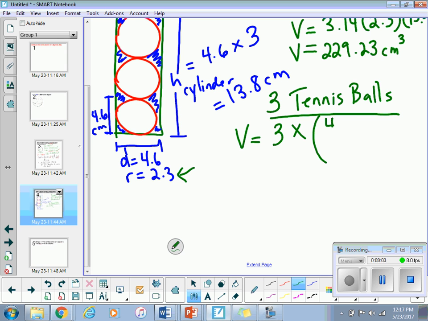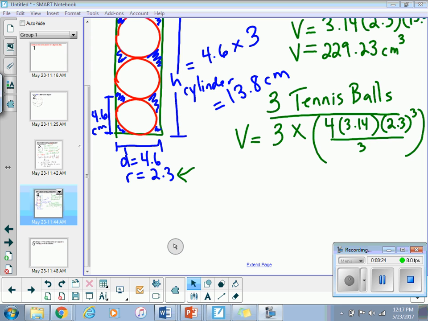So 4 times 3.14 pi times the radius, 2.3 cubed. Divide all of that by 3. Okay, close bracket. You may not have done this, but you can actually cancel these 3's out. If you didn't, you should still end up with the same number as I do.